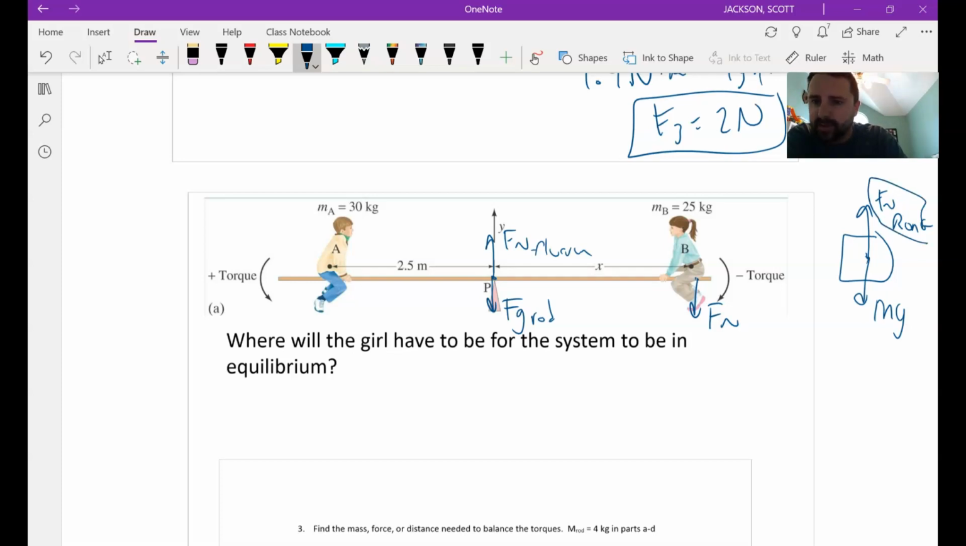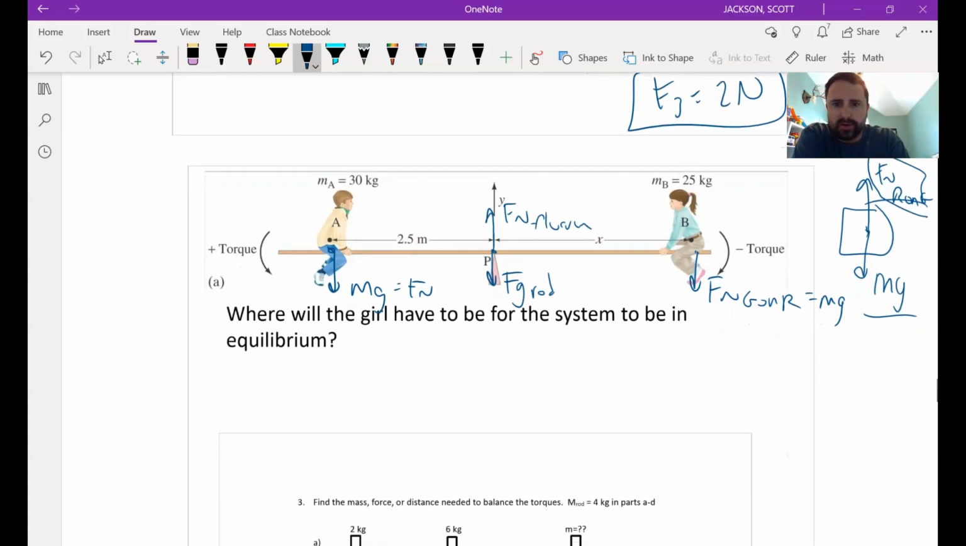So this is force normal of girl on rod. And so that these two are equal, so all three of these have to be equal. So really it's a force normal, but it's equal to mg of the girl. And so that's the same for the boy, mg pushing down. Again, it's really a force normal of the boy pushing down, but that's what we have. So where will the girl have to be for the system to be in equilibrium?